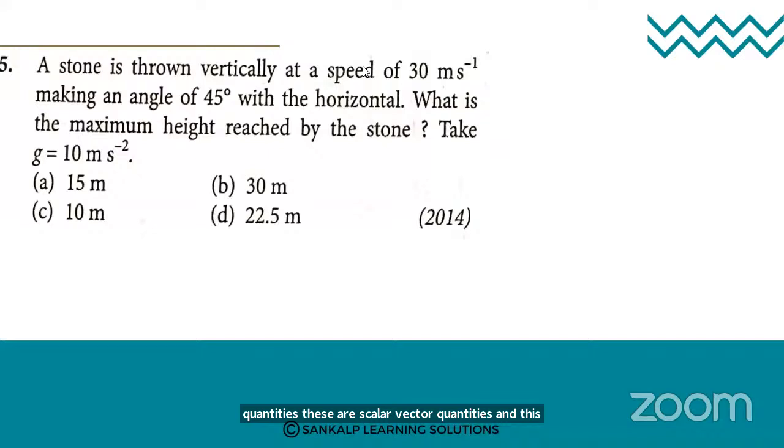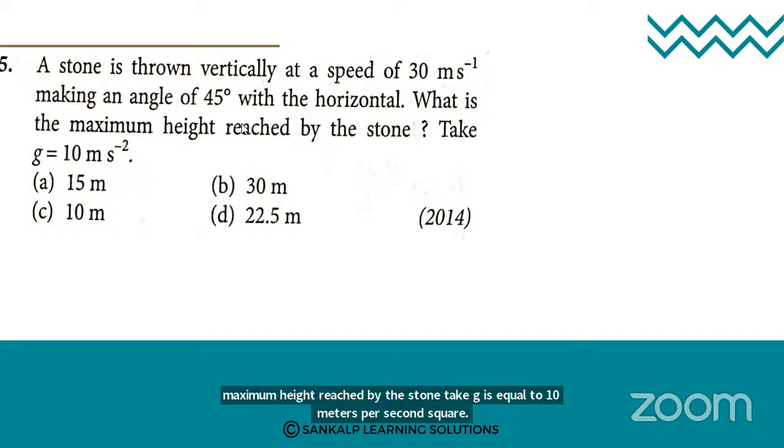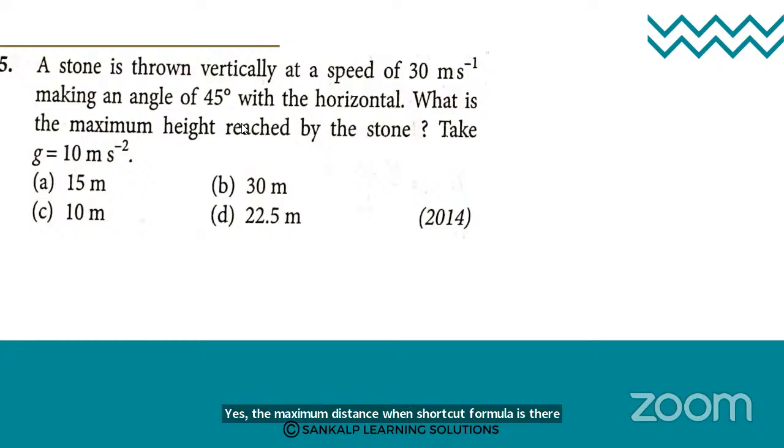The next question. A stone is thrown at a speed of, again here initial velocity is given, and the angle is given as 45 degree with the horizontal. What is the maximum height reached by the stone? Take g is equal to 10 meter per second square. One shortcut formula is there to calculate the maximum height, not distance, maximum height.